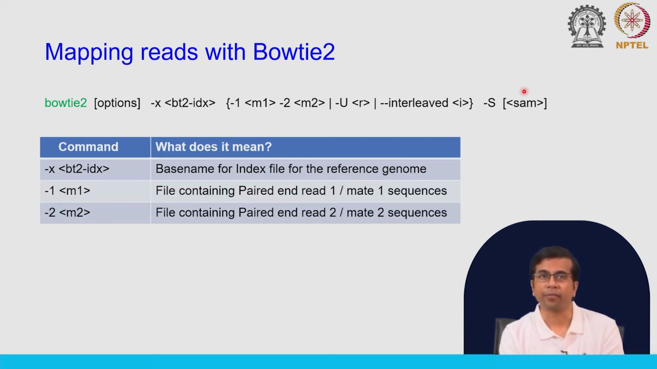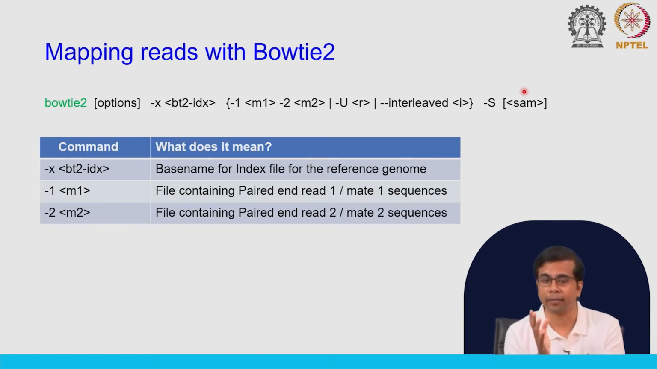Then you have something called -1, -2. So, -1 M1, -2 M2, these are used together, and they are used only when we have paired-end data. If you are working with paired-end data, you have to specify -1 with the first FASTQ file name, followed by -2 and the second FASTQ file. So you will have, let us say, -1 east_read1.fastq followed by -2 east_read2.fastq. This is how we specify paired-end data.